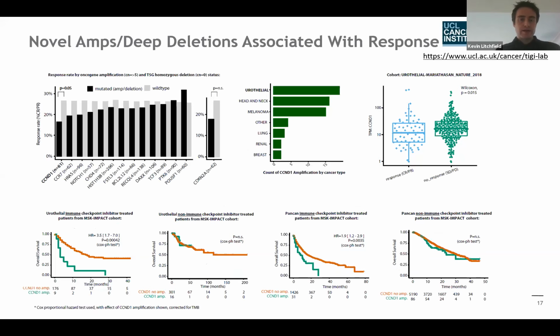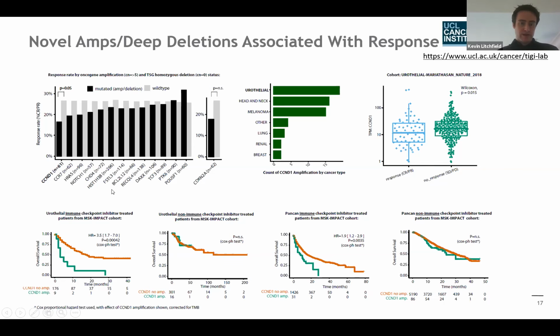We looked also at focal changes. So the prior data was broad scale copy number changes. Here we looked just at focal deep deletions, homozygous deletions, or high level amplifications. And we found cyclin D1 amplification was significantly more frequent in non-responders than responders, associated with resistance to checkpoint inhibitor treatment. We found cyclin D1 amplifications particularly enriched in bladder cancer patients, and when we looked at mRNA level, we indeed found non-responders had significantly higher mRNA levels of cyclin D1.